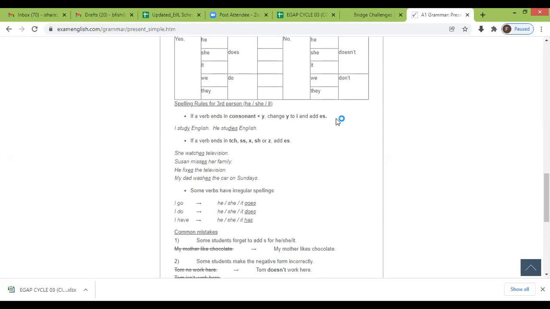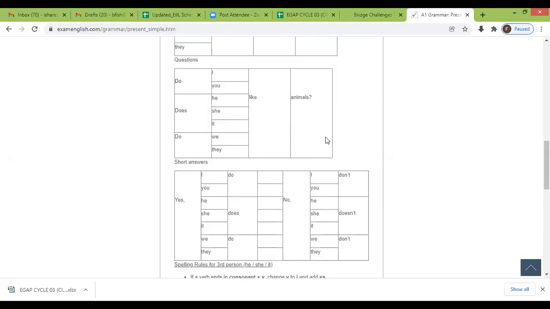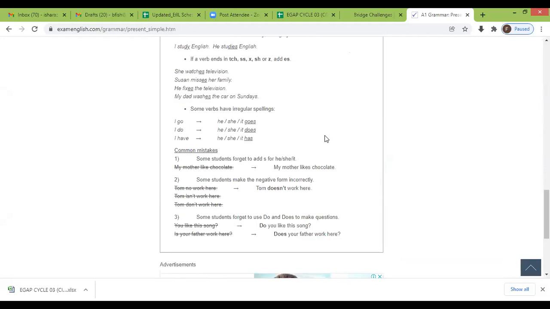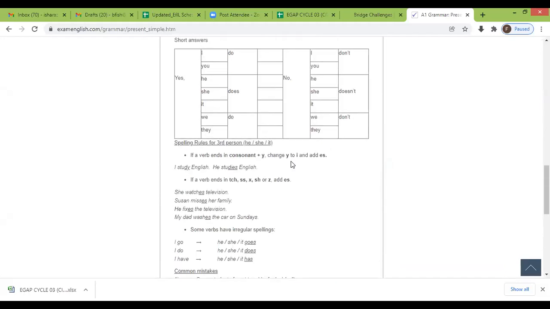Then moving down, if a verb ends in consonant plus Y, change Y to I. That is the sound. The Y sound comes, you can change it to I and add ES. Right? Like study: I study English, he studies English. Okay? So if this Y comes, sometimes when you are writing in the simple present tense form, you need to remove the Y and you add IES, right?